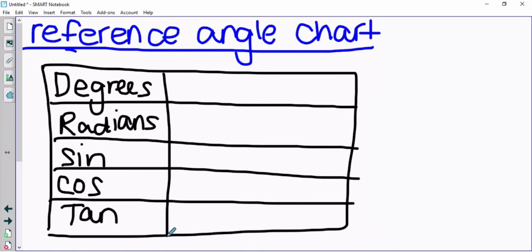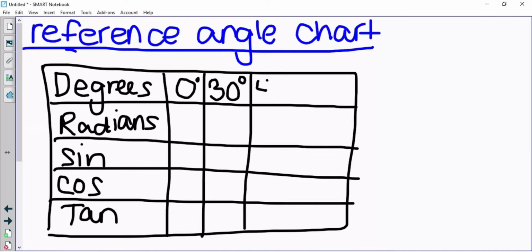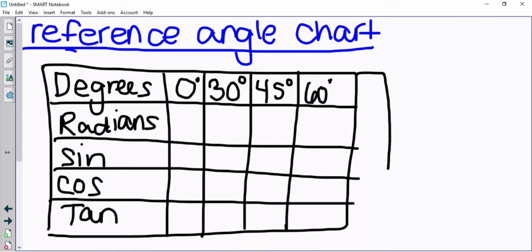All right, now what's going to go straight across on the top where we see degrees? What we're going to put is all of our angles starting from 0 and going through the first quadrant, all of our major angles on that unit circle. So 0 degrees, 30 degrees, 45 degrees, 60 degrees, and can I squeeze 90? I'll put 90 out here.